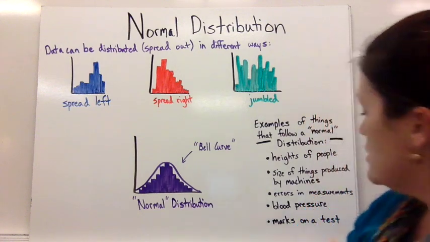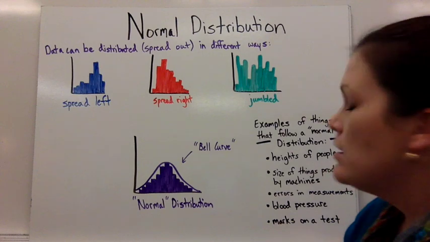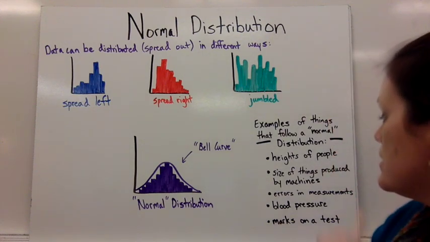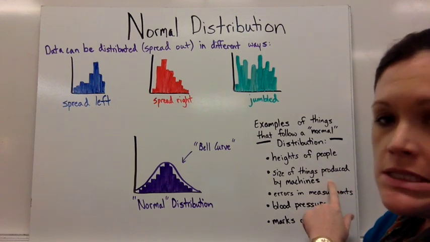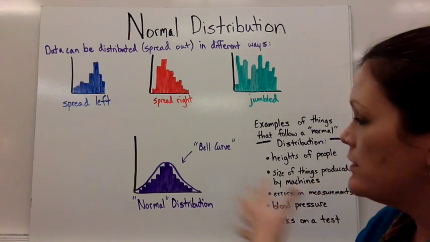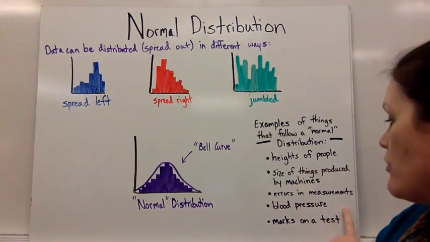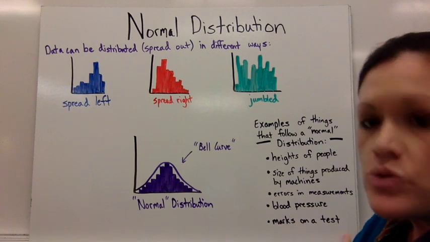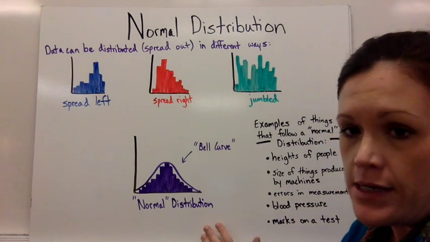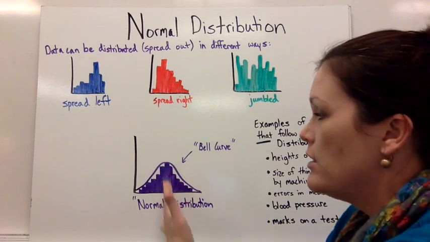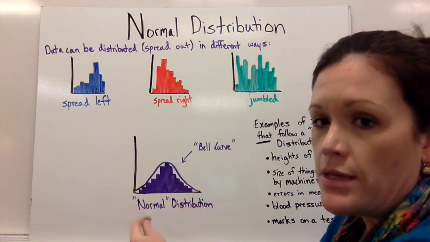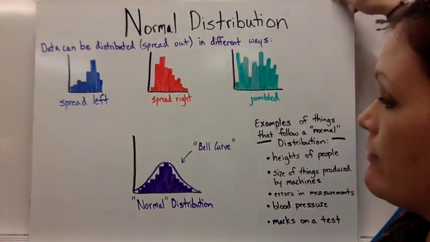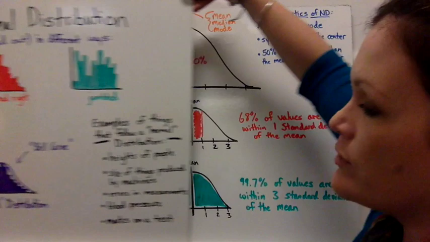Some examples of when normal distribution occurs is when you have data about, say, heights of people, or the size of things produced by machines, like their margin of error, error in measurements, blood pressure, or marks on a test. Normally test scores follow a bell-shaped curve of how the data is spread out. There's usually the C's in the middle, you have A's on one end, and D's or F's on the other end, and normally it distributes that way every time. So let's look at a little more information.